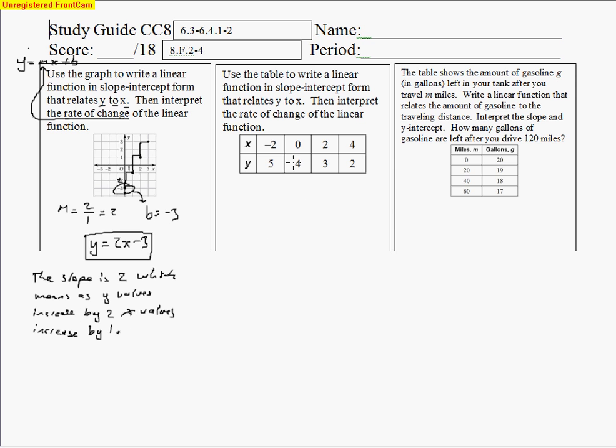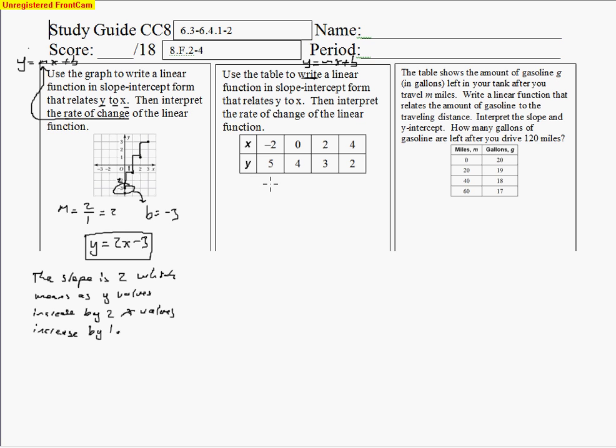So the next problem is pretty much the same problem. The difference is instead of having a graph, we've got a table. So use the table to write a linear function. Again, it says write a linear function in slope-intercept form. So that, again, is that y equals mx plus b. And then interpret the rate of change.